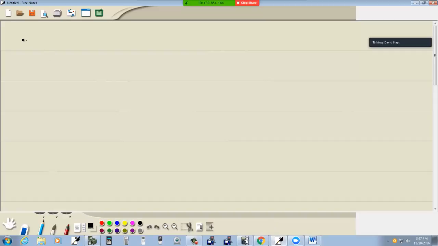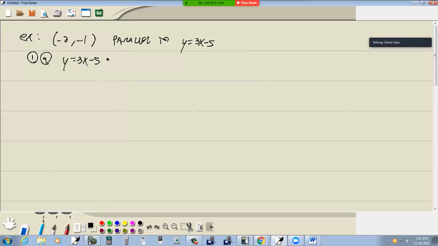Okay, so if I had a problem, it says passing through the point -2, -1, and it's parallel to y equals 3x minus 5. Step 1, find slope. First substep is to write the given line in slope-intercept form. Well, this is already written in slope-intercept form. Y is already by itself. Our second substep says to identify the slope. The reason why we put it in slope-intercept form is so we can easily see what our slope is. Slope is whatever's in front of your x, so slope is 3.